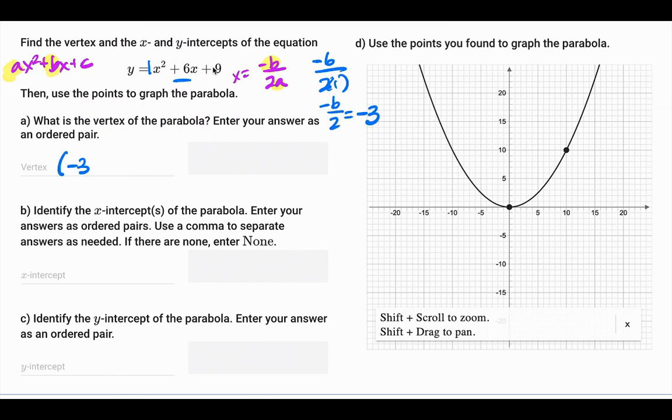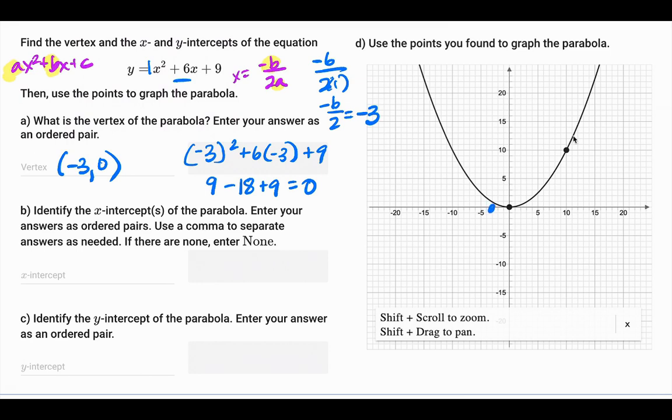So the vertex is -3, comma, that's the x value. Now for the y value, we put -3 back into our original equation and solve for y. So I'd say -3 squared plus 6 times -3 plus 9. A negative times a negative is going to be a positive. This is -18 and +9. And 9 minus 18 plus 9 is 0. So my vertex point is at -3, 0. At that point, I could graph that first point right on the graph right there. That's going to be my vertex.